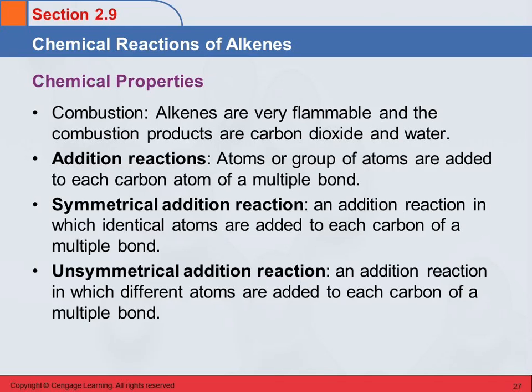So we have addition reactions. An addition reaction is where we're adding something to the molecule. And the thing that is being added adds at the functional group, which is the double bond. So addition reactions are where you have atoms or groups of atoms being added to each carbon of a double bond. And we tend to say that it's adding across the double bond. This can be symmetrical or unsymmetrical. In a symmetrical addition, we have the same thing being added to each side. In an unsymmetrical addition reaction, we have different things being added to each side of that double bond.